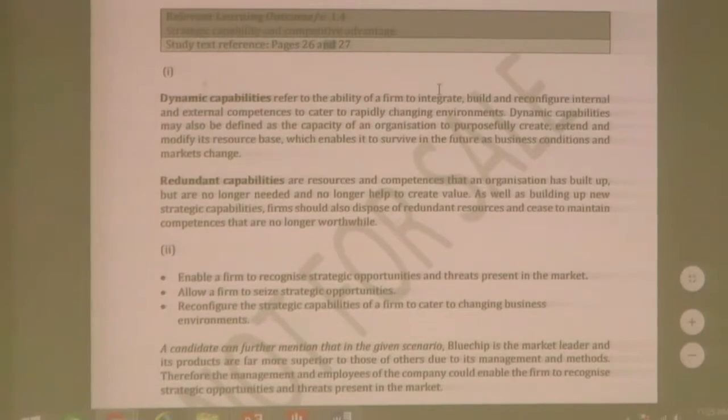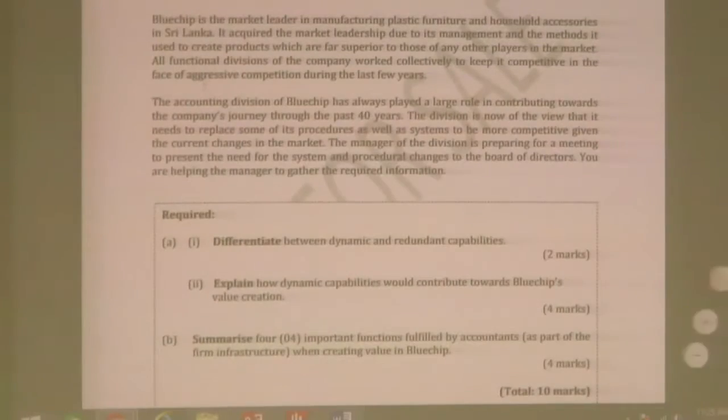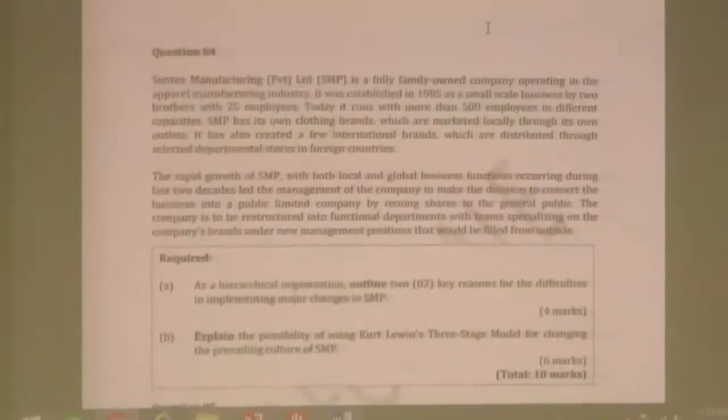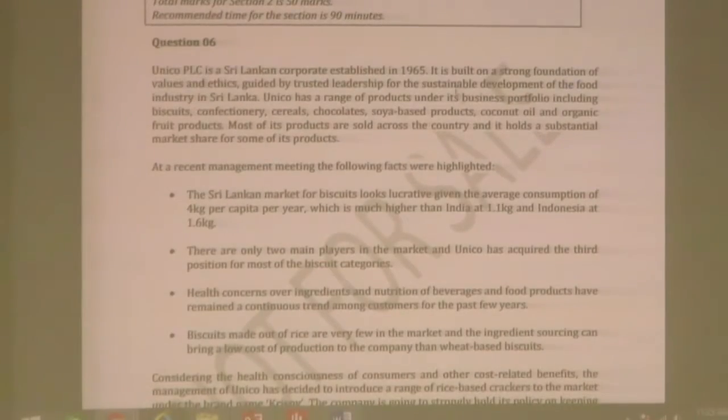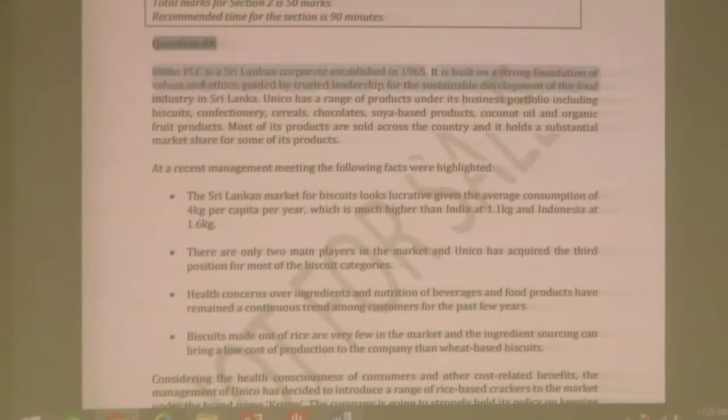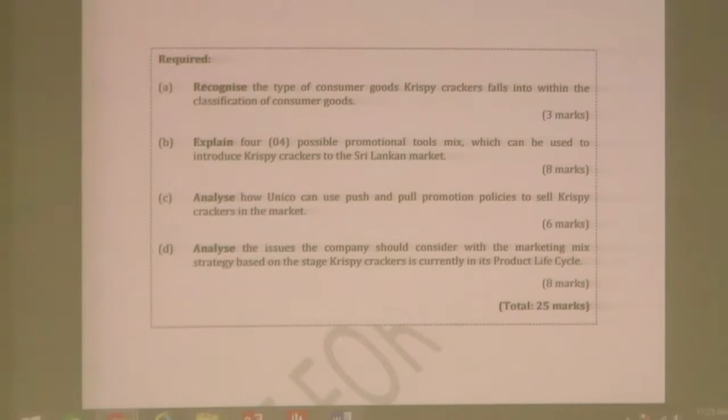Again, in section 1, that is question number 1 to 5, he is testing your knowledge on that area. Okay, now let's look at section 2, the 25 mark questions. Definitely the reason why he is giving you a big scenario like this is because he wants to see your application skill. Recognize the type of consumer goods crispy crackers fall into, within the classification of consumer goods. So it's about consumer goods.